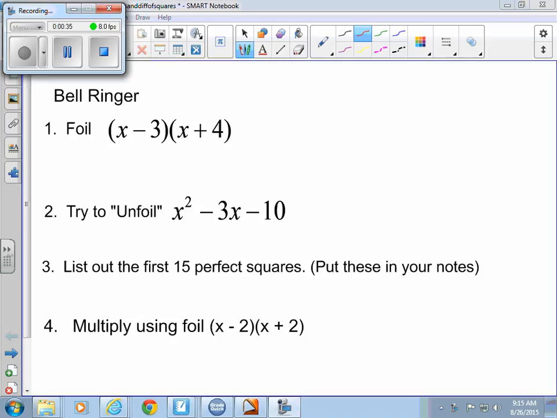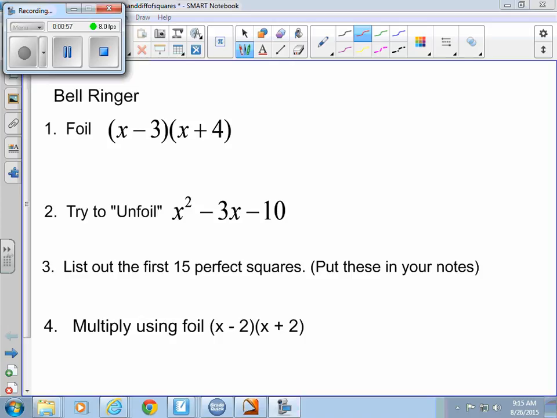So FOIL stands for first, outer, inner, and last, because we're multiplying the first two terms together, the outer two terms together, the inner two terms together, the last two terms together. It's just a systematic way to multiply everything in the first set of parentheses by everything in the second set of parentheses. So that's how you multiply two binomials together.